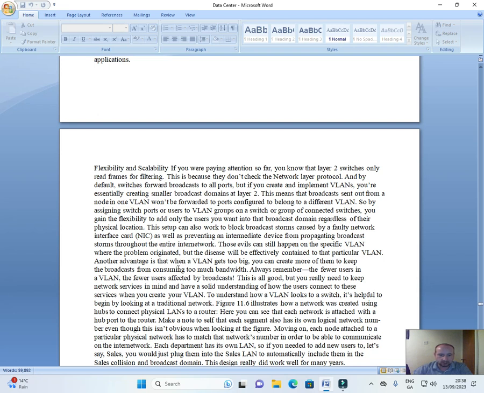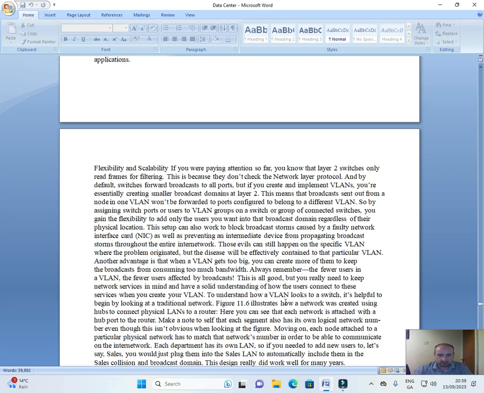Another advantage is when a VLAN gets too big, you can create more of them to keep the broadcast from consuming too much bandwidth. Always remember, the fewer users in a VLAN, the fewer users affected by broadcast. This is all good, but you really need to keep network services in mind. You have to have a solid understanding of how users connect to these services when you create your VLAN.